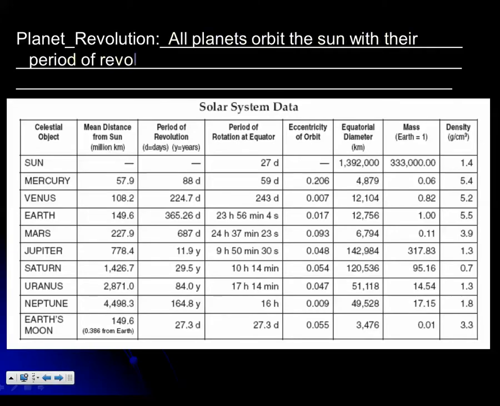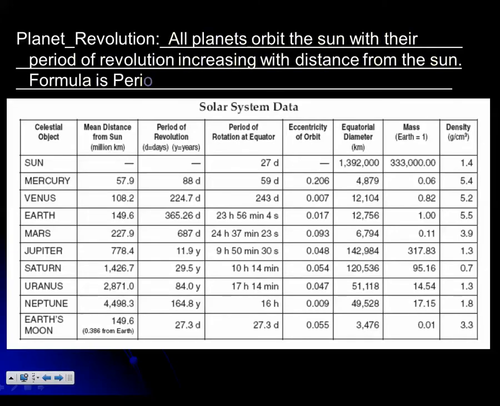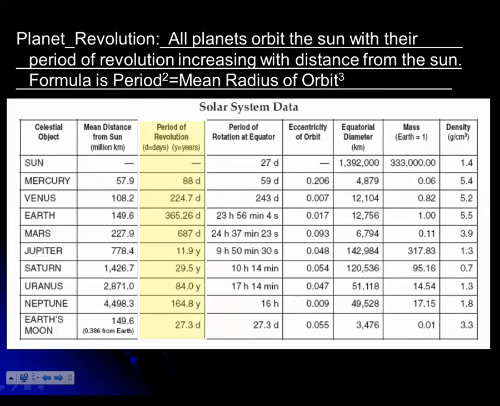And all planets orbit the sun. They all revolve, and their period of revolution increases with the distance from the sun. We already talked about that. Now, there's a formula that you used to have to know in Earth science for this, and it's the period squared. The period of revolution squared is equal to the mean radius, the average radius of the planet's orbit cubed.